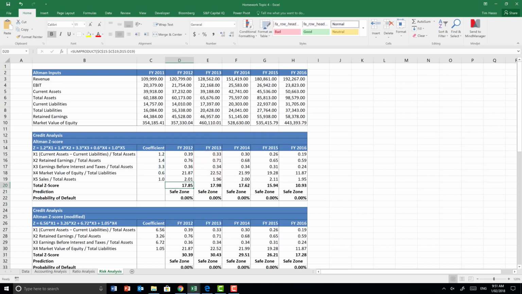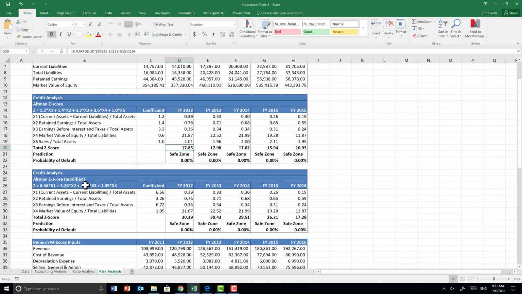So again, we can see that the total Z-score is quite high, and because the cutoff is 2.99, this is way above the cutoff. And again, H&M is not necessarily a takeover target, and it's going to have a very low probability of default because it's quite a safe company.